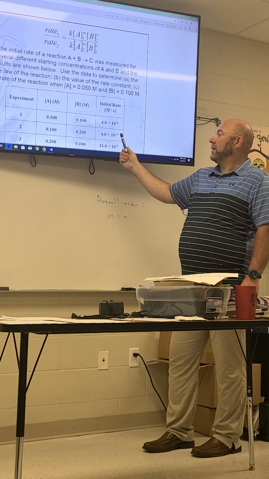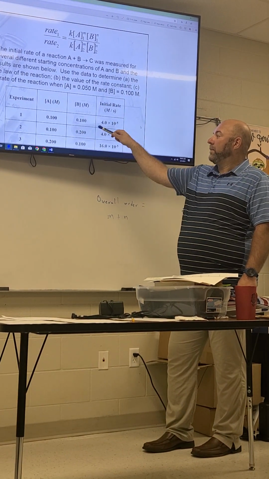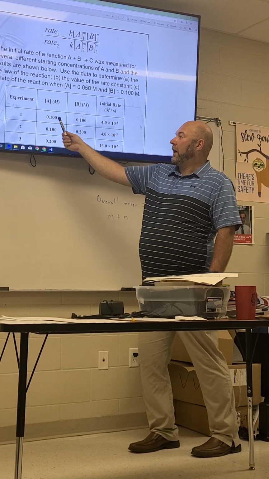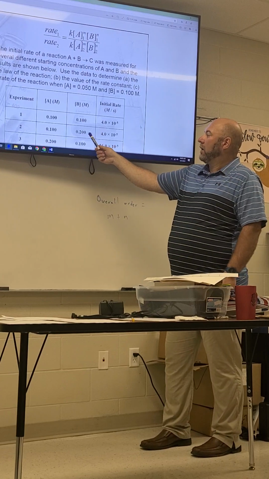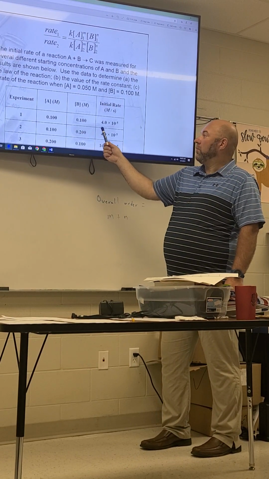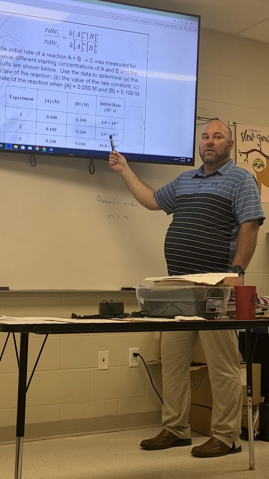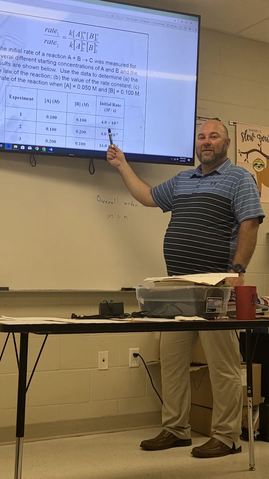You're saying that from experiment 1 to 2, A stays the same. So A stays the same, that means we can get rid of it. I'll show you mathematically in a second. We double the concentration of B, but our rate doesn't change.